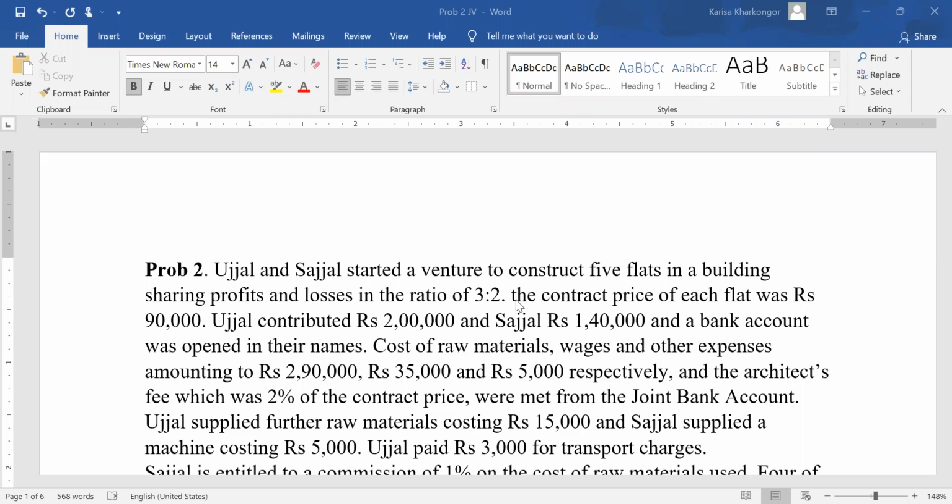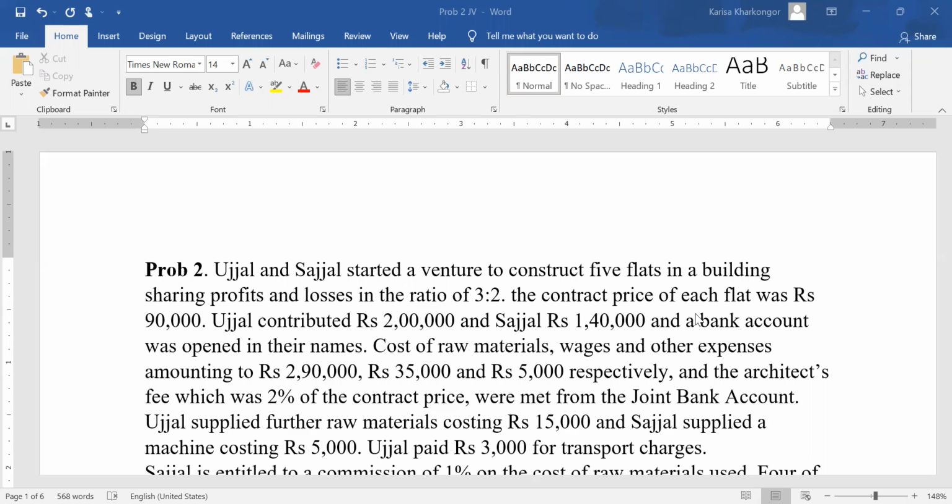In this video, we will continue with the same method of accounting for joint venture, that is, when separate sets of books are maintained by the venturers. In this problem, we have two venturers, Ujjwal and Sajal, who started a venture to construct 5 flats in a building, sharing profits and losses in the ratio of 3:2. So the profit sharing ratio of Ujjwal and Sajal is 3:2.